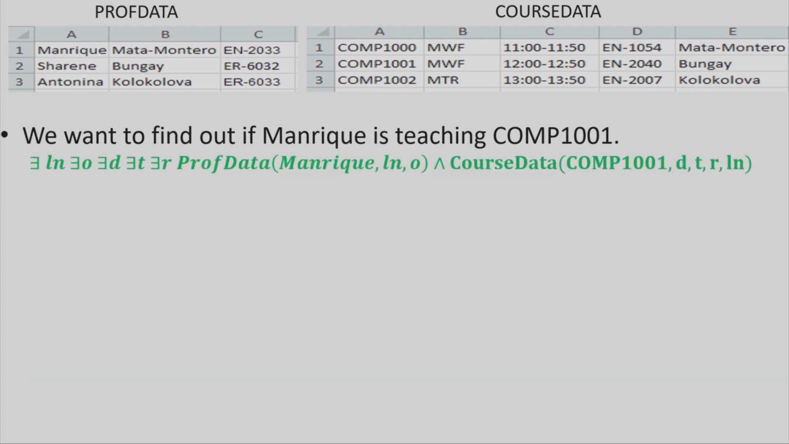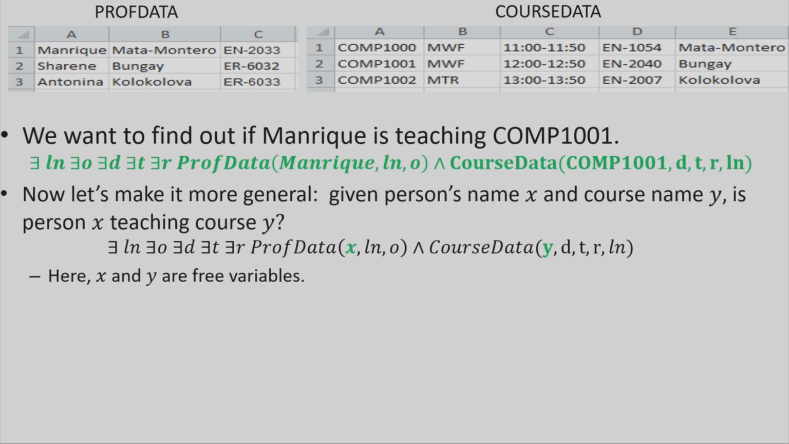Okay, so let's try to make some other formulas. Manrique is not teaching COMP10001, but this is a way too specific predicate. In general, we want to write something that we could use to find out whether Professor X is teaching a course Y, no matter who X and Y are. The only thing that we need to do for that is to replace the name Manrique with X and the course name with Y. And we get the same formula that now works not just for Manrique and COMP10001, but can check for anybody whether the person with this first name is teaching the course called Y.